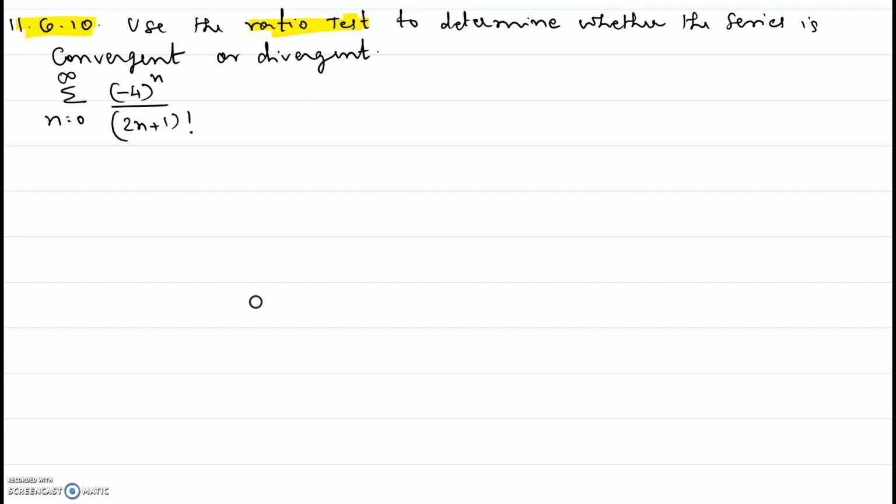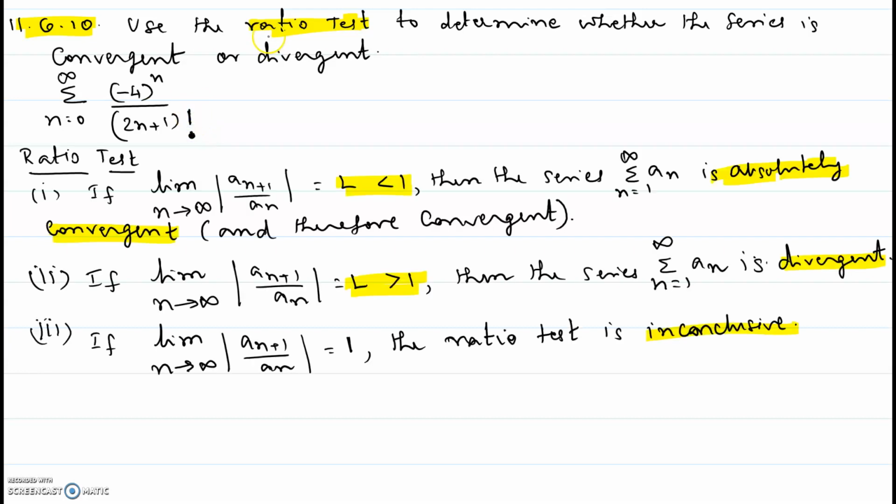Hi, in this video, I will be showing you problem number 10 of chapter 11 section 6. Use the ratio test to determine whether the series is convergent or divergent. The series is the sum from n equals 0 to infinity of negative 4 to the exponent n divided by (2n plus 1) factorial. The problem states we have to apply the ratio test.